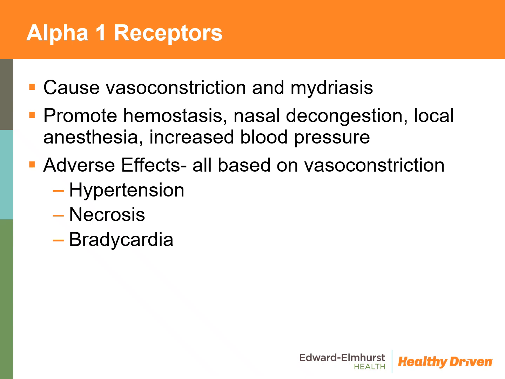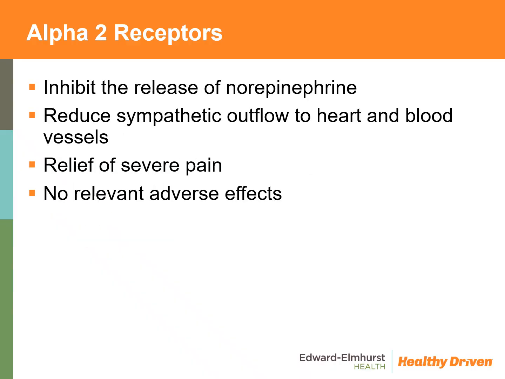So your alpha-1 receptors are going to cause vasoconstriction and mydriasis. They promote hemostasis, nasal decongestion, local anesthesia, increased blood pressure, and the adverse effects are all based on vasoconstriction, so hypertension, necrosis, bradycardia. Alpha-2 receptors inhibit the release of norepinephrine. They reduce that sympathetic outflow to the heart and blood vessels. There's a relief of severe pain, and there's no relevant adverse effects.